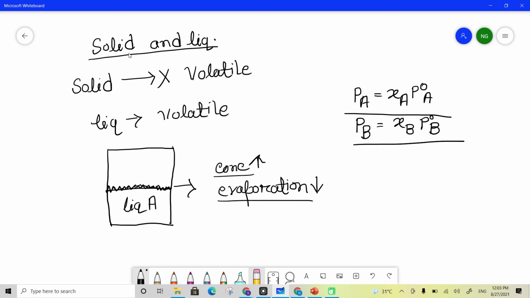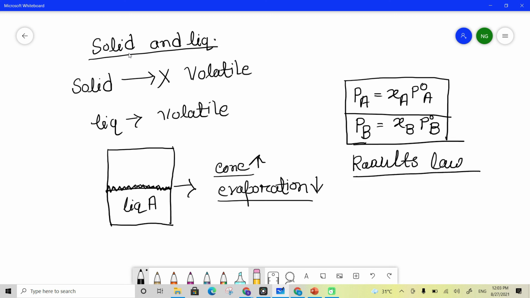So from this we can write Raoult's law. Basically this formula is called Raoult's law. Vapor pressure of a solution component A is equal to its mole fraction into the pure liquid vapor pressure. So this is Raoult's law.